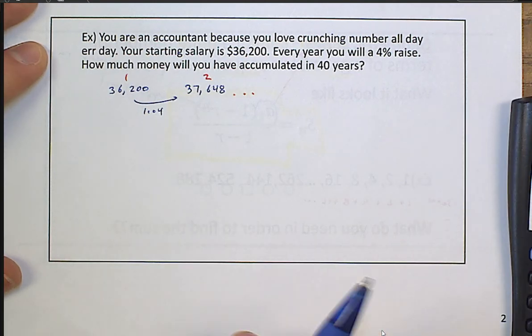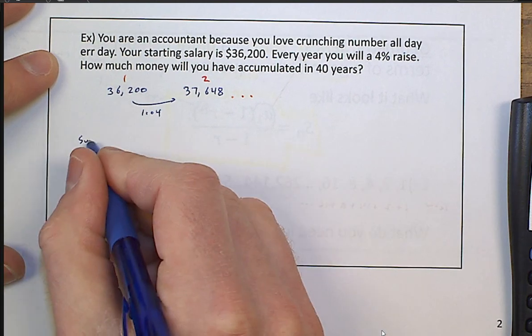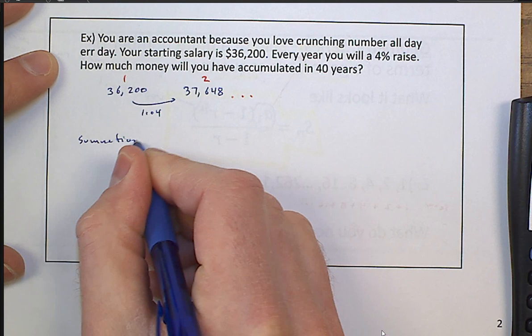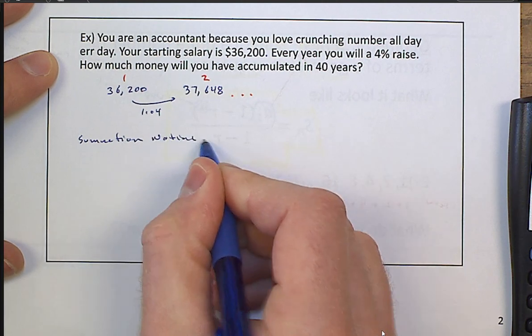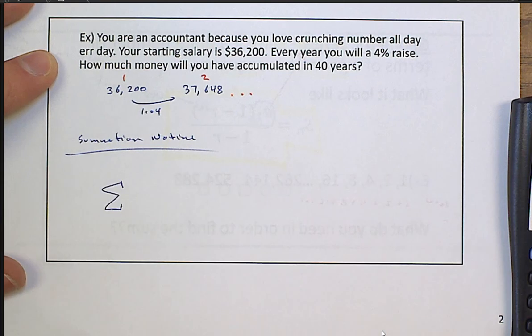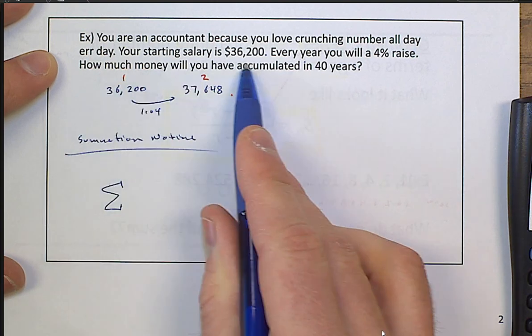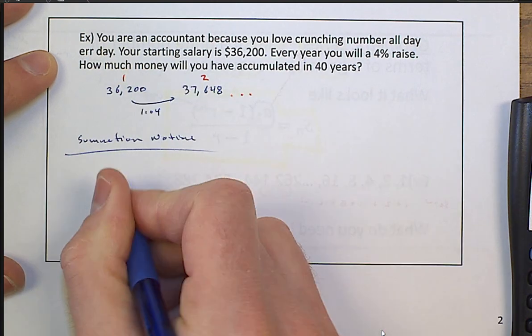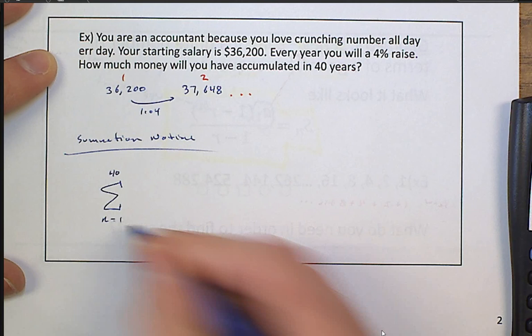Let's see, before we find the sum, I know I didn't ask you to do this before I asked you to hit pause. See if you can write this in summation notation. Can you write this in summation notation? Well, how much money, what's your upper limit? How much money will have accumulated in 40 years? So we know we're going to have 40 terms because we have 40 years' worth of salary. And we want to add all those up, starting first year. And then what goes here?